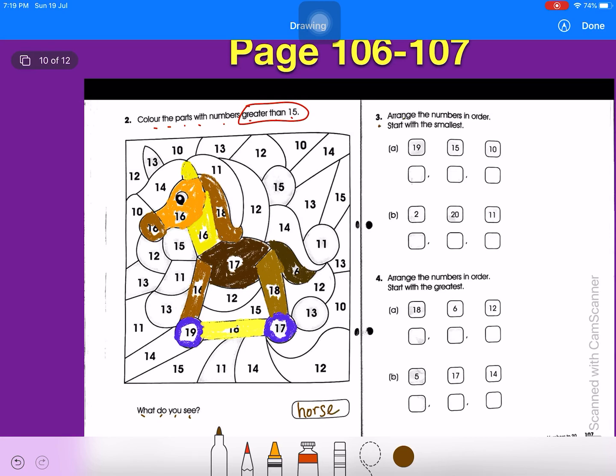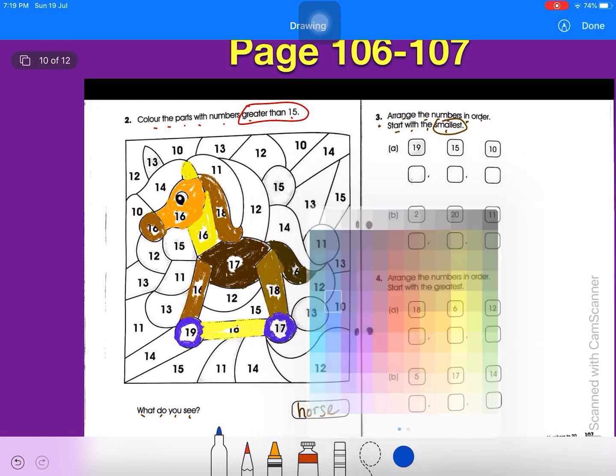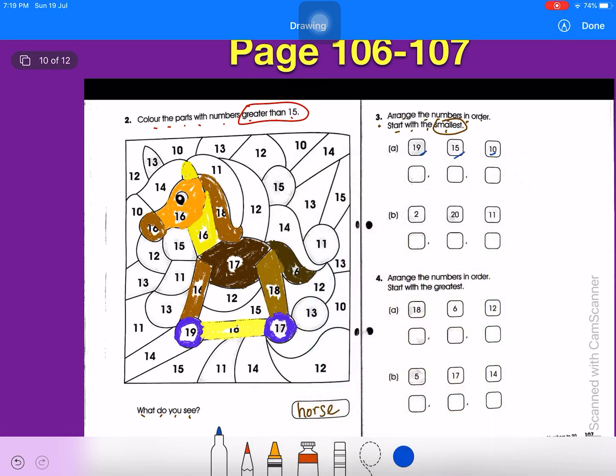Okay, number 3, arrange the numbers in order. Start with the smallest. So start with the smallest number. So the numbers given are 9, 15, and 10. So which number is the smallest? We should write first. That means it's 10. Followed by 15, then 19.